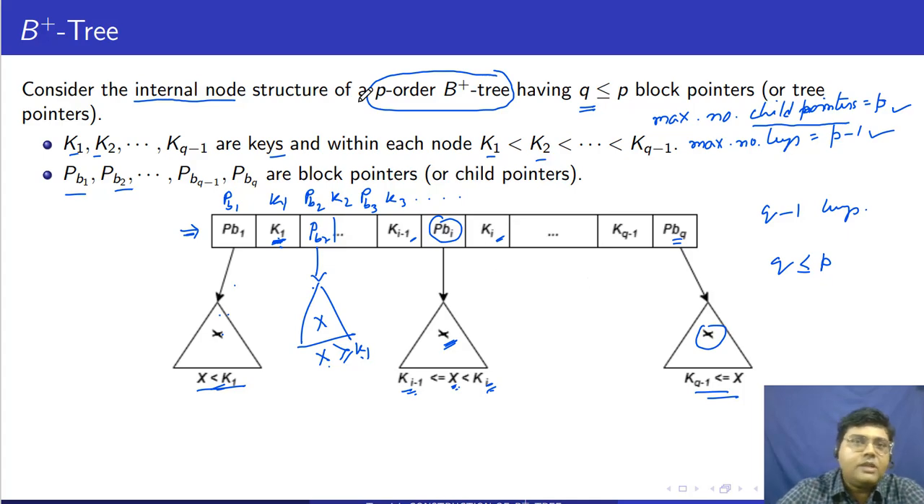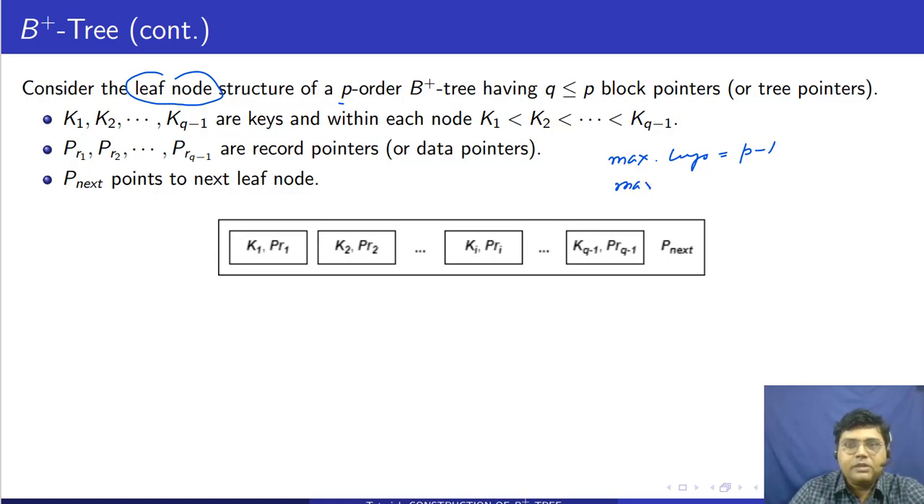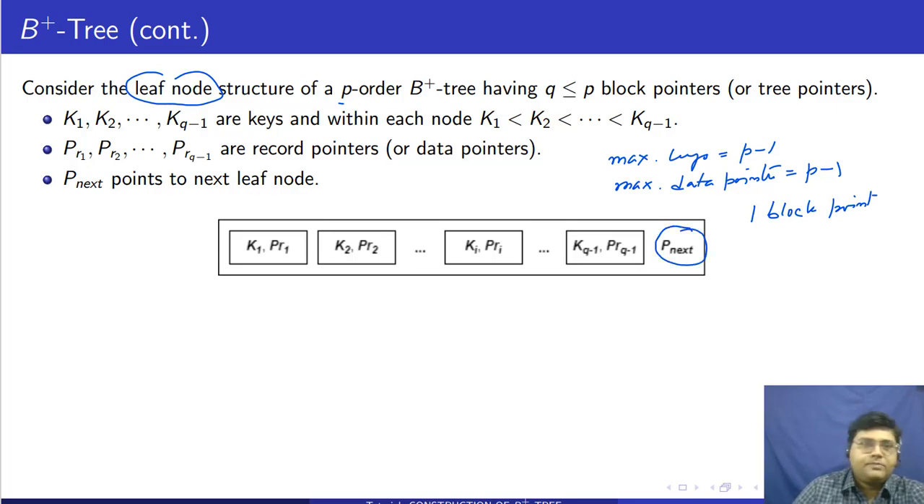Next we'll look at the structure of the leaf nodes. For a P order B plus tree, a leaf node should have a maximum number of keys of P minus 1, and each key will be associated with a record pointer or data pointer. So the number of data pointers will also be P minus 1, and we will additionally have one block pointer which points to the next node, this one.